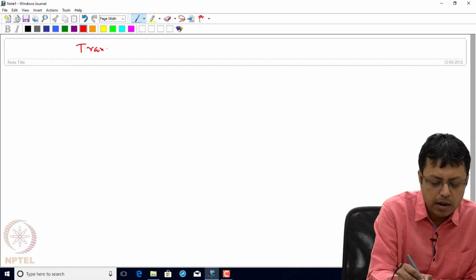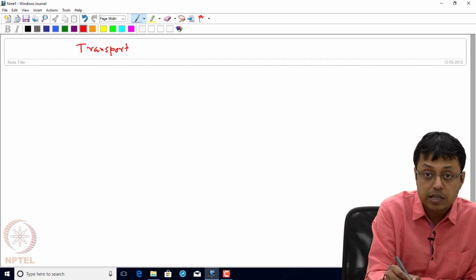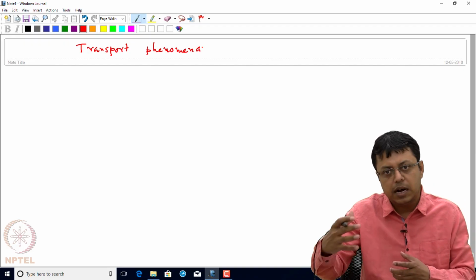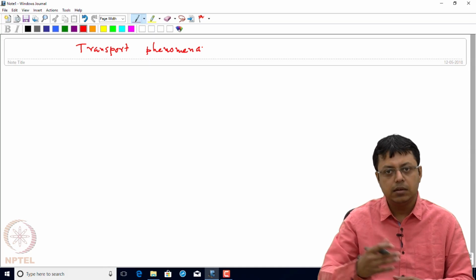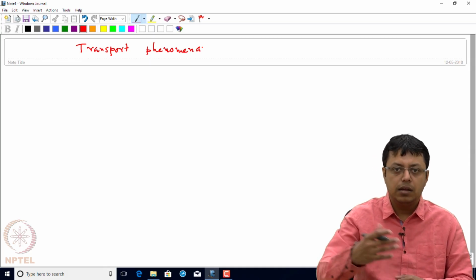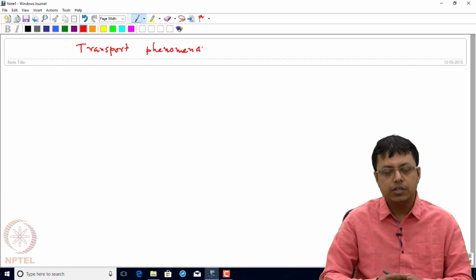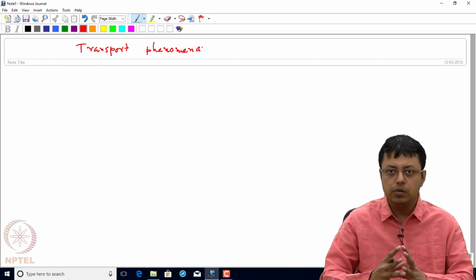Hello everyone. So in today's lecture, in this topic, we'll start with transport phenomena. Now what do we mean by transport phenomena? As the name suggests, transport phenomena means the transport of certain quantities. For example, the quantity can be heat, or just mass, and all these things we can formulate under a generalized formulation that we are going to discuss.